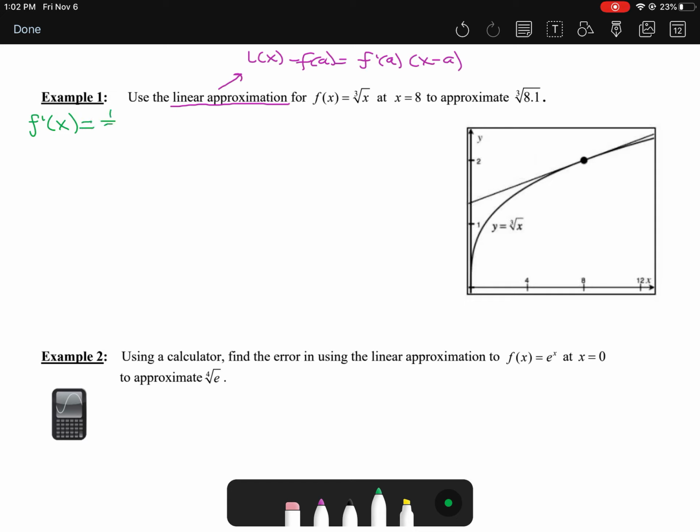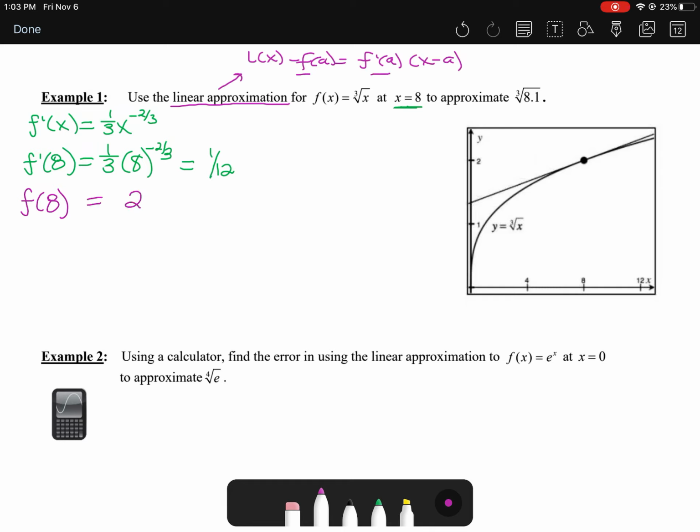That gives me 1/3 x to the negative 2/3. Well, I'm going to need the slope at that specific point. In this case, my a is 8. So f prime of 8, plugging that in and solving, I get 1/12. Usually linear approximations are calculator active questions, so you will just want to plug everything in here. Now I actually need f of 8. I'm just checking my stuff off as I go. If I plug 8 in there, I get 2.